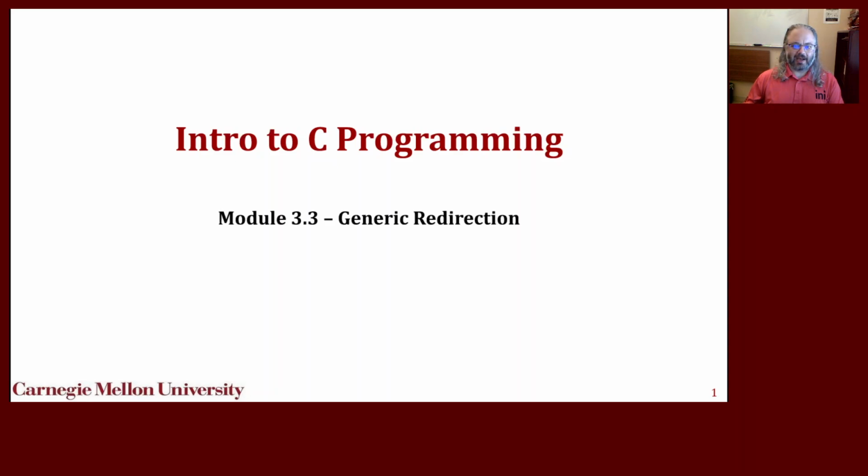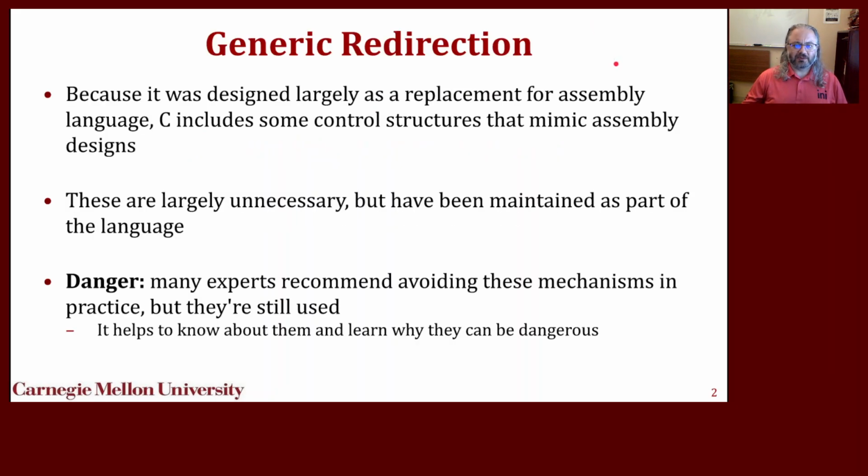Module 3.3 looks at generic redirection. This is the use of control structures for jumping to different instructions in the code. So again, this was included largely because C was designed to replace assembly language. And these generic redirection control structures directly mimic the designs used in assembly language, things that were designed very much for performance, very much for efficiency. C continues to maintain them as part of the C language standard, even though they are largely unnecessary.